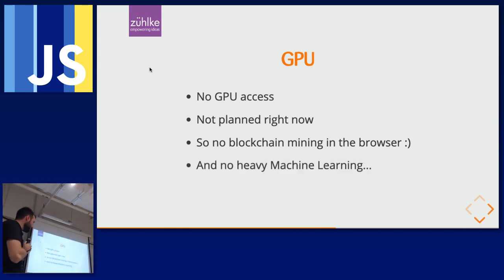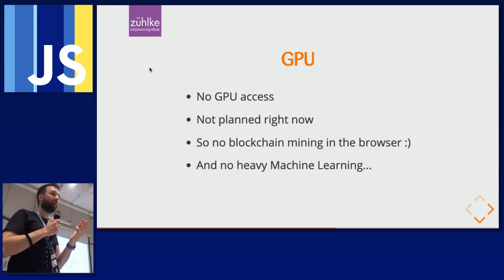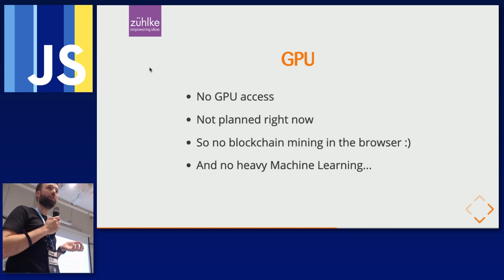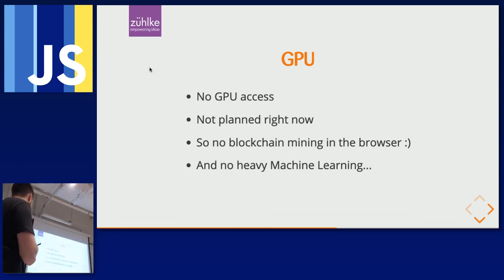But also, maybe a better actual use case, heavy machine learning is often done on the GPU. So you can't do that right now. So when we do machine learning stuff, we are limited to CPU calculations.